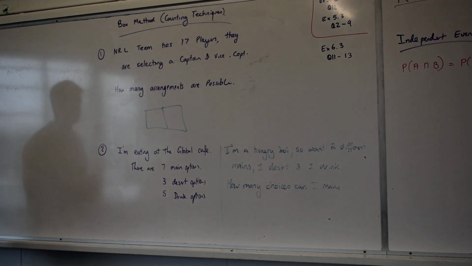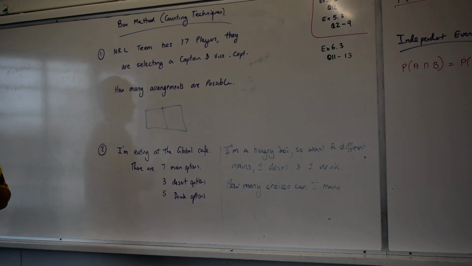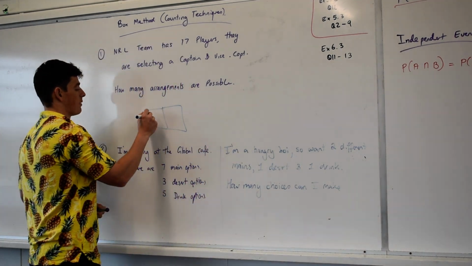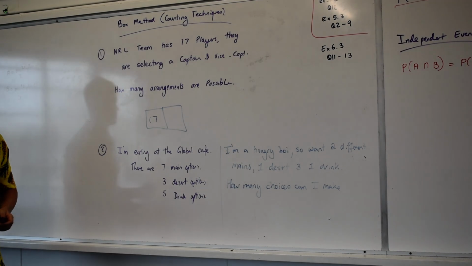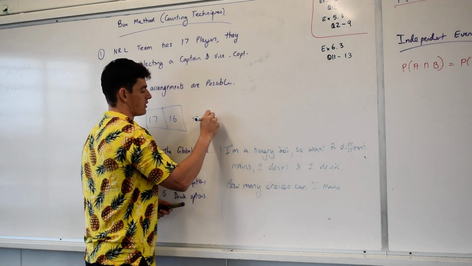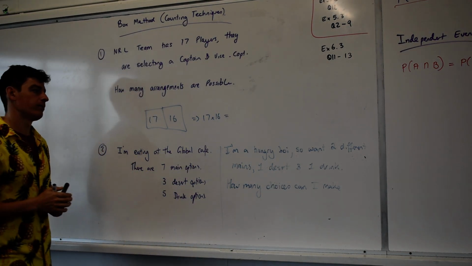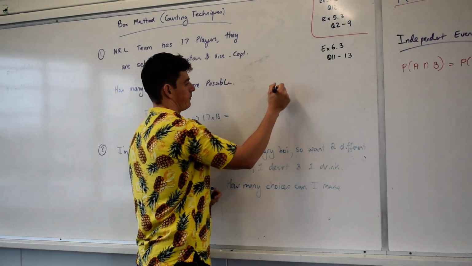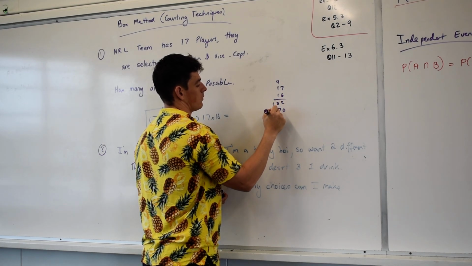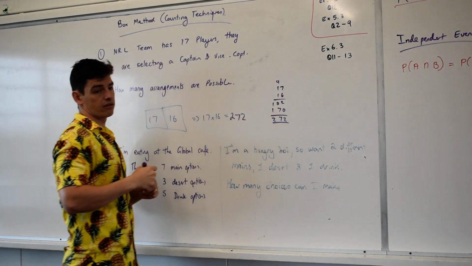An NRL team's got 17 players. They're selecting a captain and a vice captain. How many arrangements are possible? How many choices do they have for the captaincy? 17. How many options do they have for the vice captaincy? What do you reckon we're going to do with those numbers? Yeah, so that is an introduction to the box method of just multiply the two numbers and we get 272 options, is that correct?